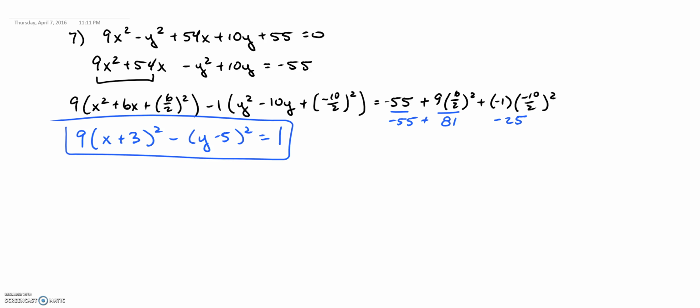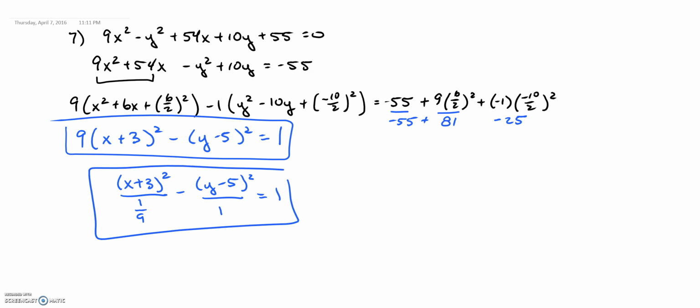Or, if we don't like that 9, again, (x plus 3) squared over 1/9 minus (y minus 5) squared over 1 equals 1. Let's move the 9 from the top to the bottom of a secondary fraction. Okay, this is where I'm going to stop this one, and then we'll finish it up on part 3.